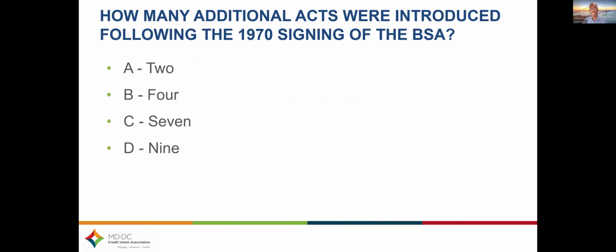Okay, here's another quiz. Sometimes I wonder if I even know the answers to these questions, but I'm quite sure all of you do. How many additional acts were introduced following the 1970 signing of the BSA, the Bank Secrecy Act? If you remember, one of them was the USA Patriot Act, the Anti-Money Laundering Act. So how many acts were introduced at that point? A, 2; B, 4; C, 7; or D, 9?